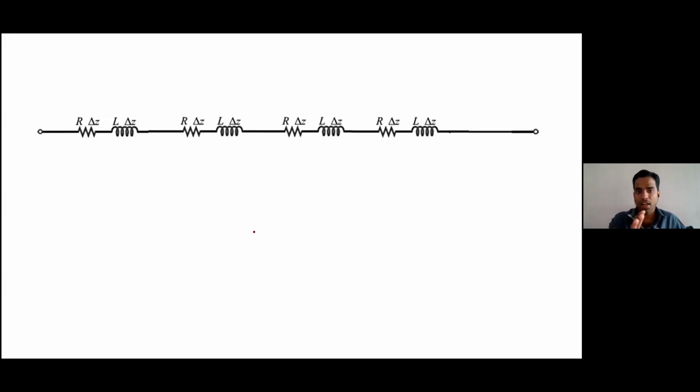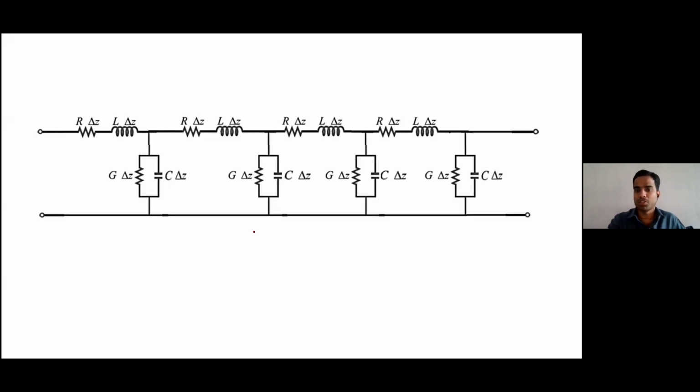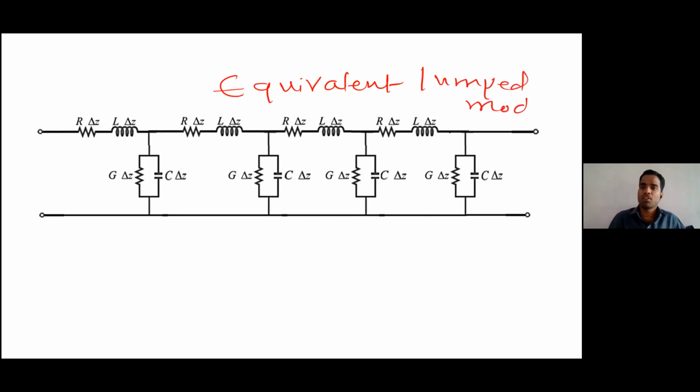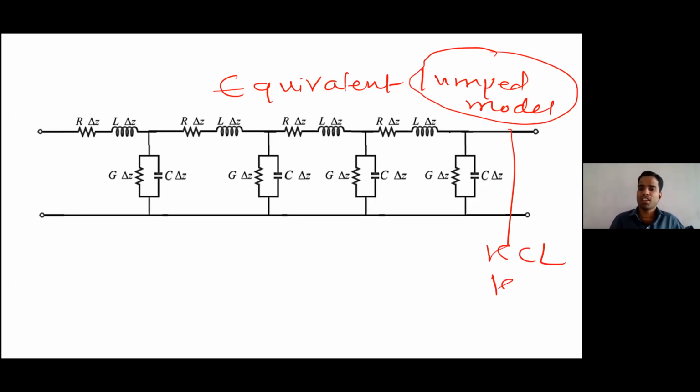So R, L, they are distributed. G, C, they are all distributed. So this is basically the equivalent lumped model. Now we have made an equivalent lumped model. If we have a lumped model, we know we can use KCL and KVL, Kirchhoff's laws, and analyze the circuit.